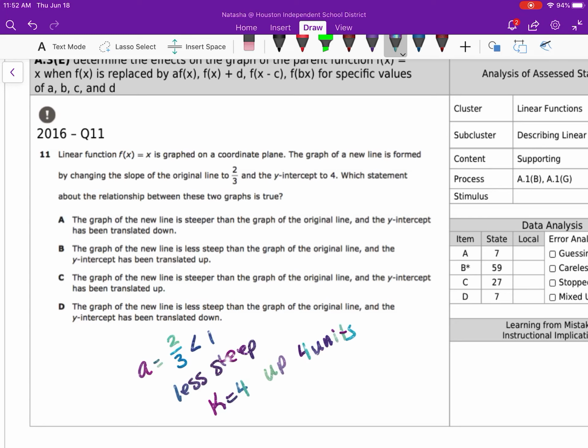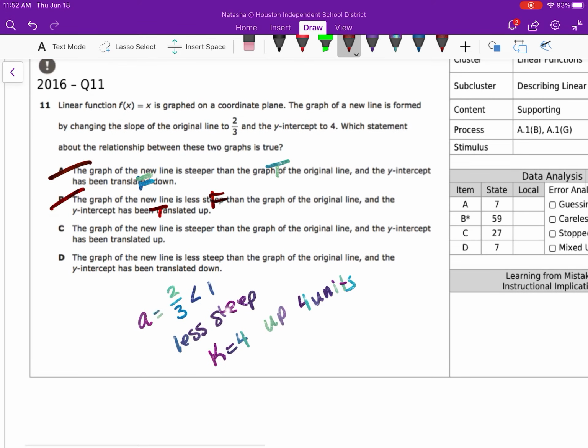Which statement about the relationship between these two graphs is true? The new line is steeper than the graph of the original line, and that's true. The y-intercept is translated down. That's false. The new line is less steep. That's false. And the y-intercept is translated up. That's true. So both A and B are gone, because both our statements need to be true. The new line is steeper. That's true. And the y-intercept is translated up. That's also true.